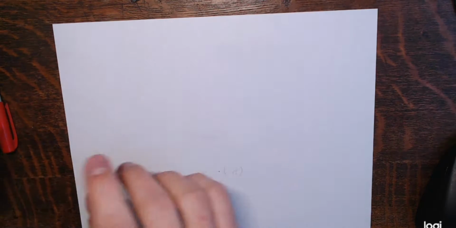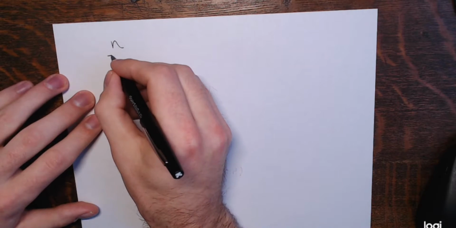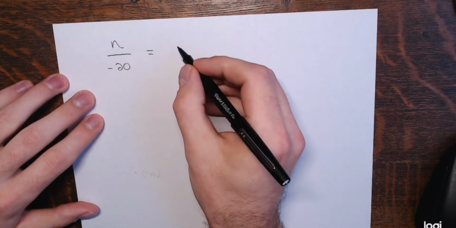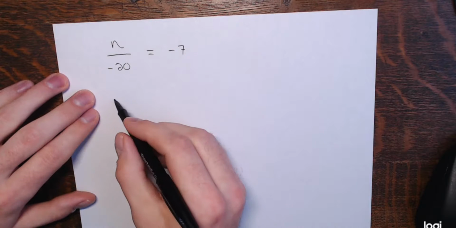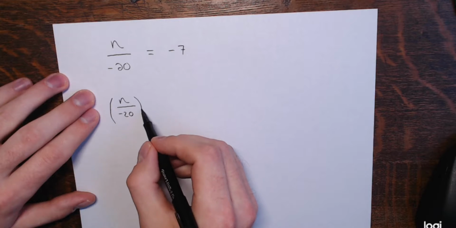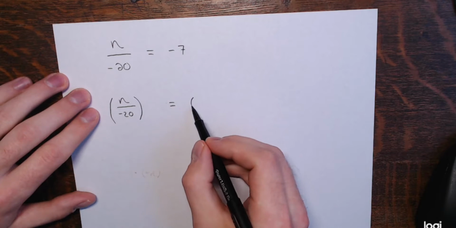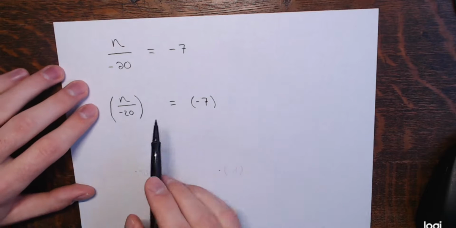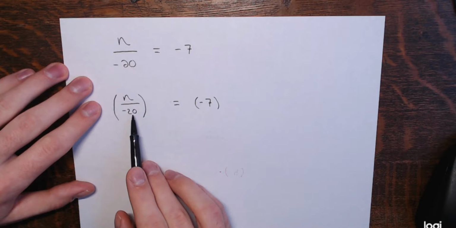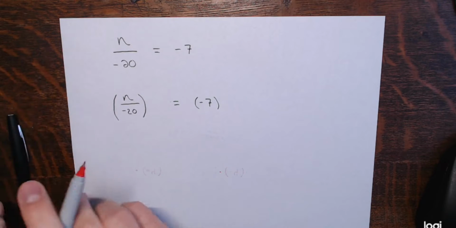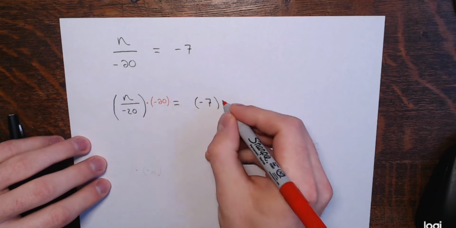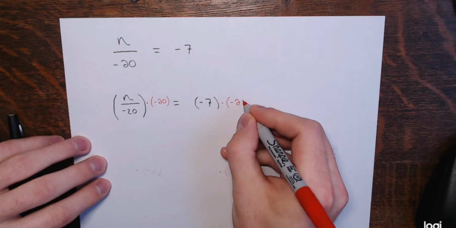We have n divided by -20 equals -7. So again, you take the left side, n divided by -20. The right side is this -7. If I want to get n alone, it's being divided by -20. To undo that, to get rid of that -20, I need to multiply by -20, right? And I'm doing that on both sides.